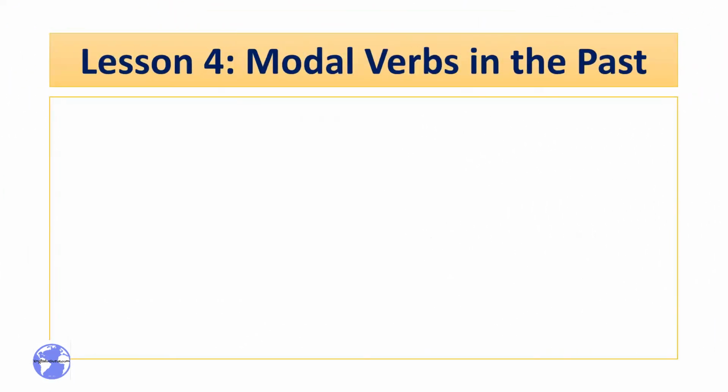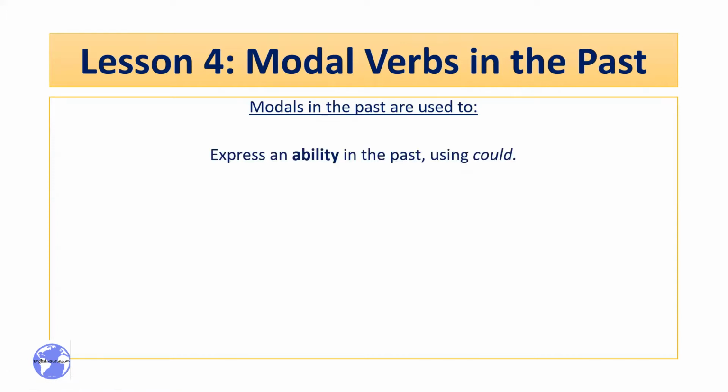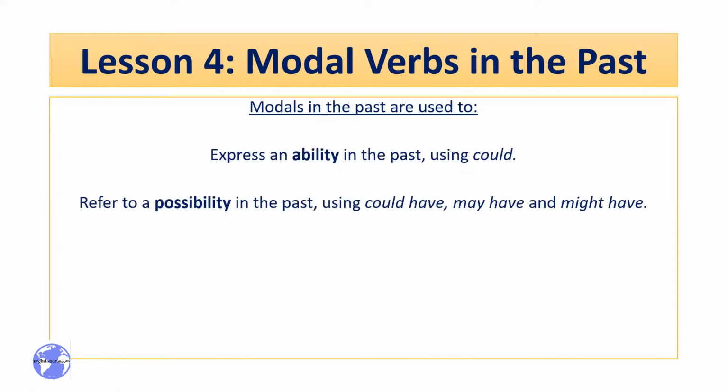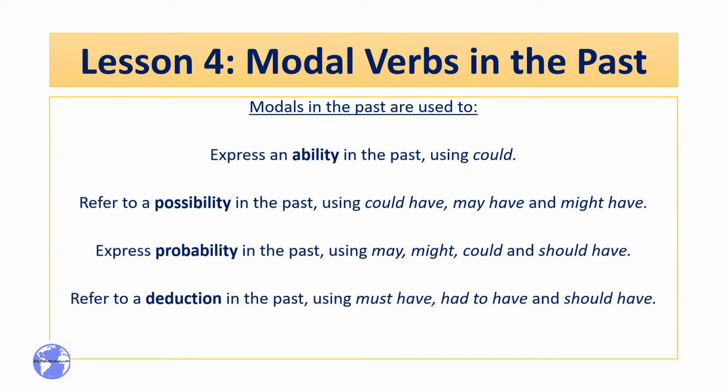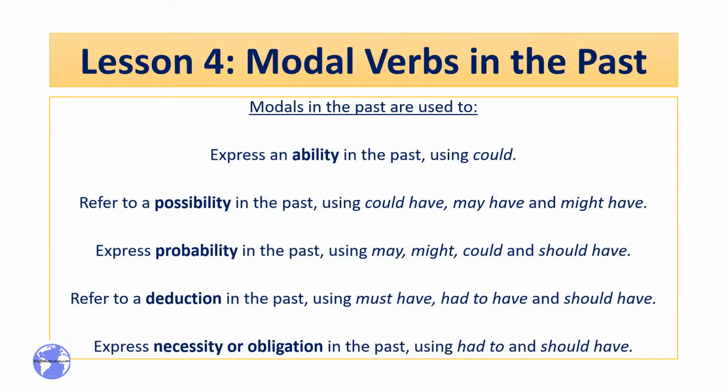Lesson 4, modal verbs in the past. We use modals in the past to express an ability in the past using could, refer to a possibility in the past using could have, may have, and might have, express probability in the past using may, might, could, and should have, and refer to a deduction in the past using must have, had to have, and should have, and then express necessity or obligation in the past using had to and should have.